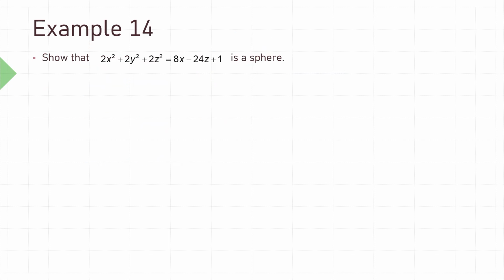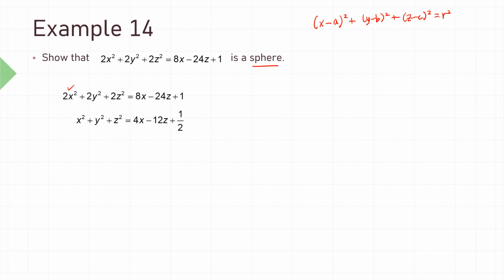And finally, we have example 14 here. We need to show that this equation is a sphere. How to show this? We have to show that it is in the form of x minus a squared plus y minus b squared plus z minus c squared equal to radius squared. How to do this? We need to write this in general form. Suppose we have this one. You can see that the coefficient of x square, y square, and z square are all 2, so I want to divide each term in this equation by 2, so we'll get this one.